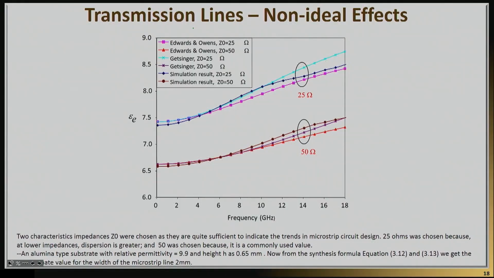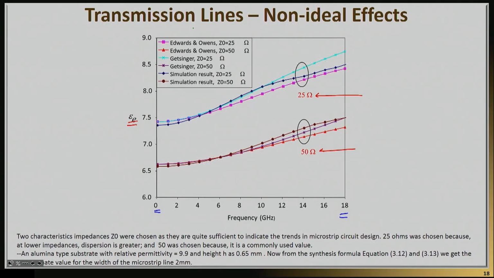This is an example of an actual simulation, and you will see a microstrip line with two different impedances. Here's the impedance of 50 ohms, here's the impedance of 25 ohms, and we are plotting here the effective dielectric constant of this effective medium as a function of frequency. Notice that the frequency actually changes by multiple octaves. It goes practically from DC all the way to 18 gigahertz.